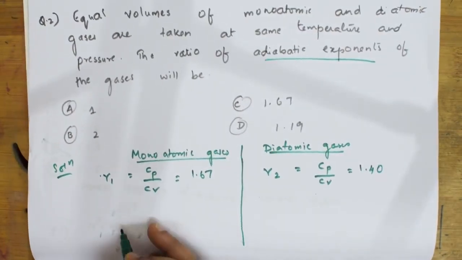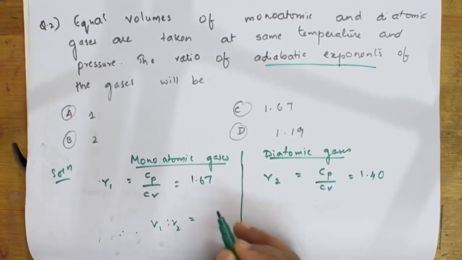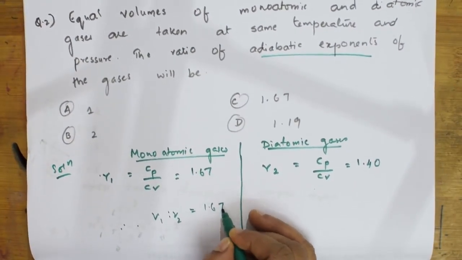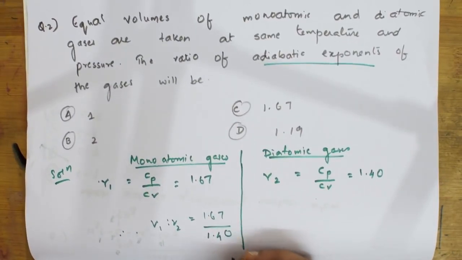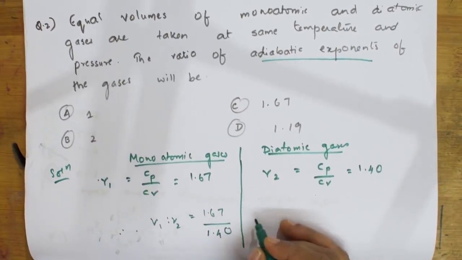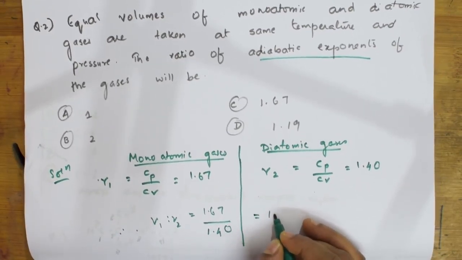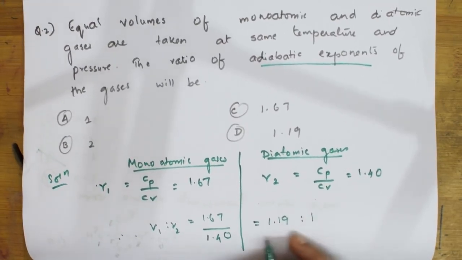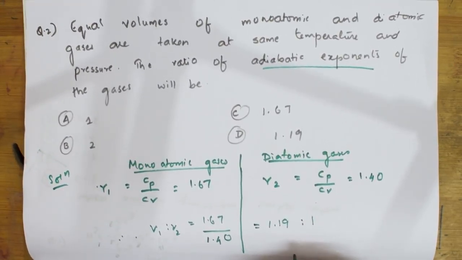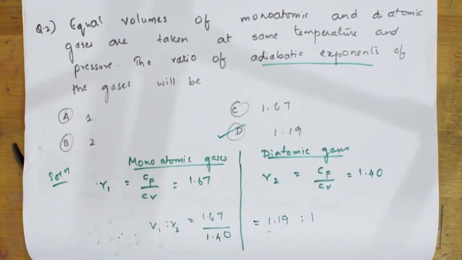Now let us take the ratio. Gamma 1 to gamma 2 is 1.67 divided by 1.40. When I solve this, I get an answer of 1.19 to 1. So the correct answer is 1.19. Just go back to the answer and mark it. Hope, students, this is clear.